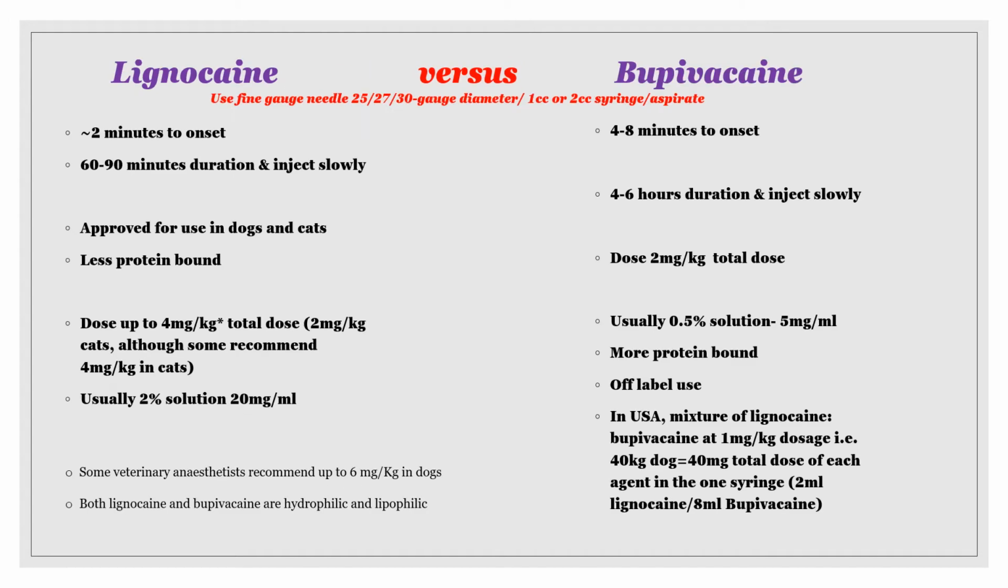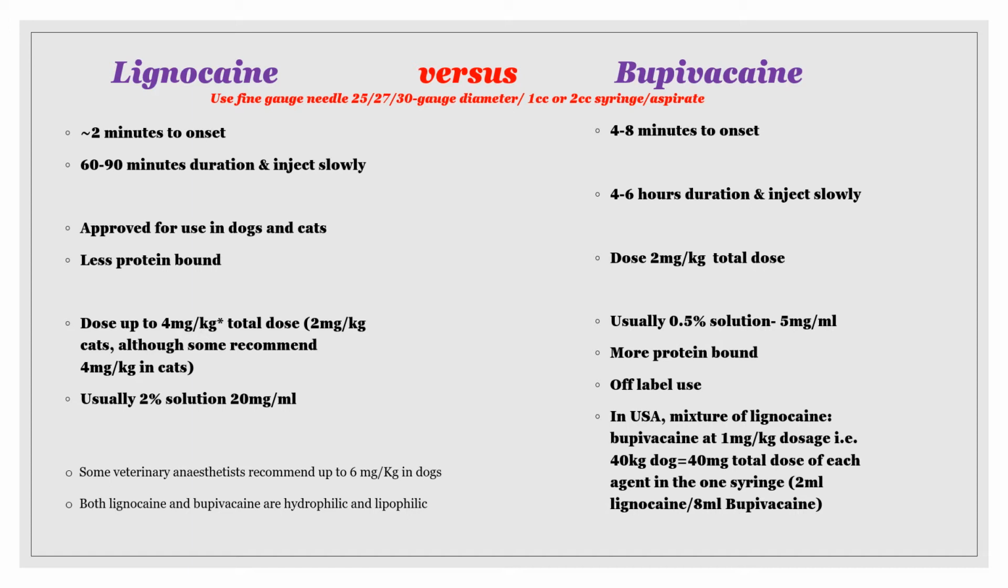So we'll go through two of the most commonly used local anaesthetic agents, lignocaine and bupivacaine. Now, lignocaine has a short onset of action, around 2 minutes, and can last around 60 to 90 minutes in the oral cavity. It is approved for use in dogs and cats. It's less protein bound, and what that means is that its duration of action is shorter because it is less protein bound. The maximum dose in dogs is 4 milligram per kilo and 2 milligram per kilo in cats, although some books are recommending up to 4 milligram per kilo in cats. It usually comes in a multi-dose vial, a 2% solution, which is a 20 milligram per mil solution.